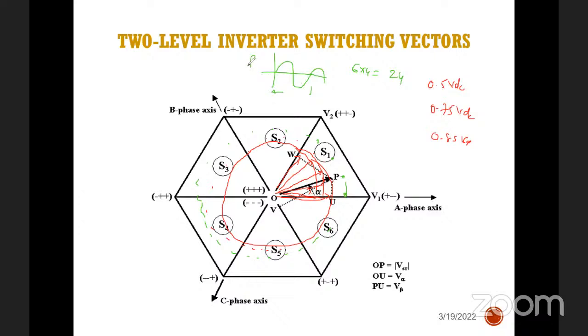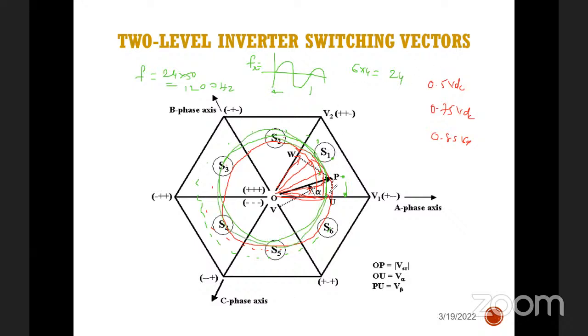For example, the frequency of this is F, or FR is the frequency here. So your switching frequency will become, because in one cycle it is jumping 24 times, 24 into 50, that is nothing but 1200 hertz. So what is this 1200 hertz? 1200 Hz is the switching frequency of your inverter.